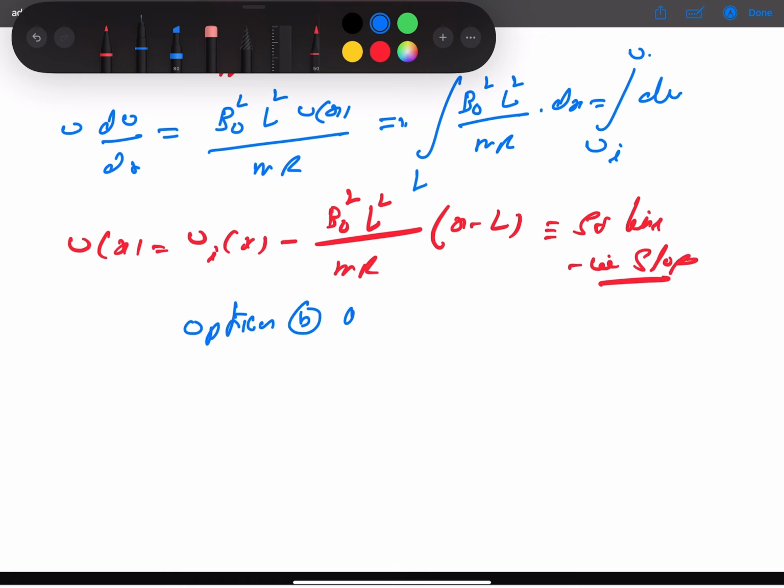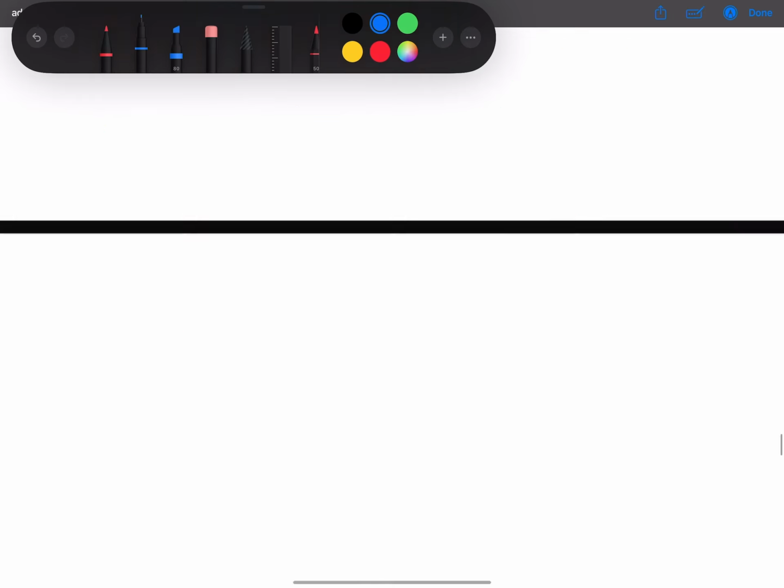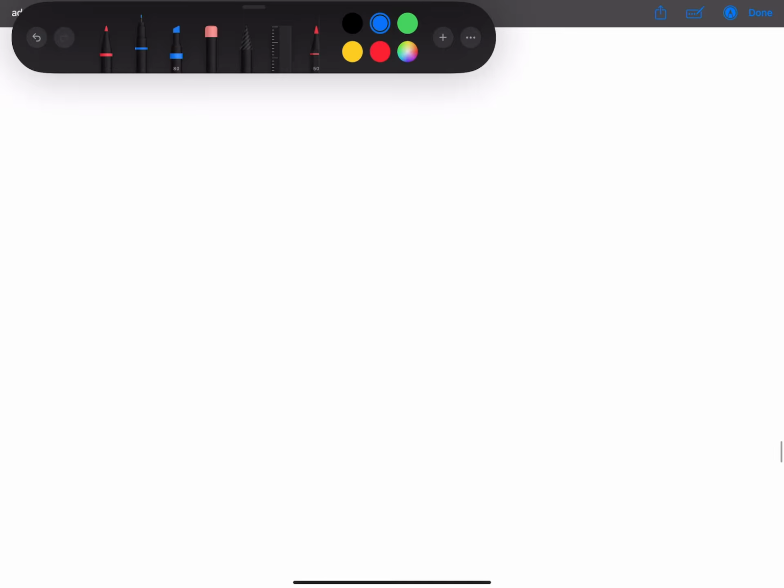Option B and C are correct. Come to the next question.